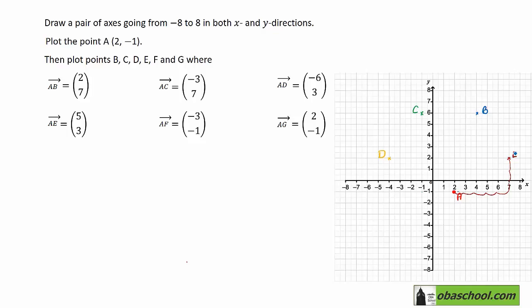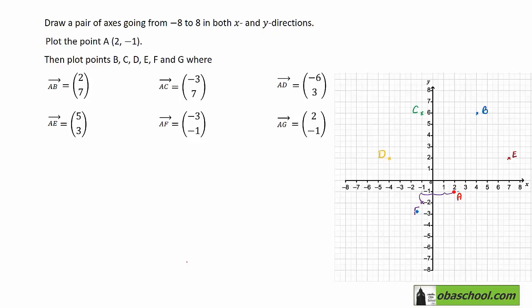Now for vector AF, we have both of the components negative, so it's going to be to the left and then down. First we're going to go 3 units to the left and then 1 unit down until we reach our point F. So go back to point A. From point A, you're going to have to count 3 boxes to the left, and then after that, 1 box down, and that would be point F.